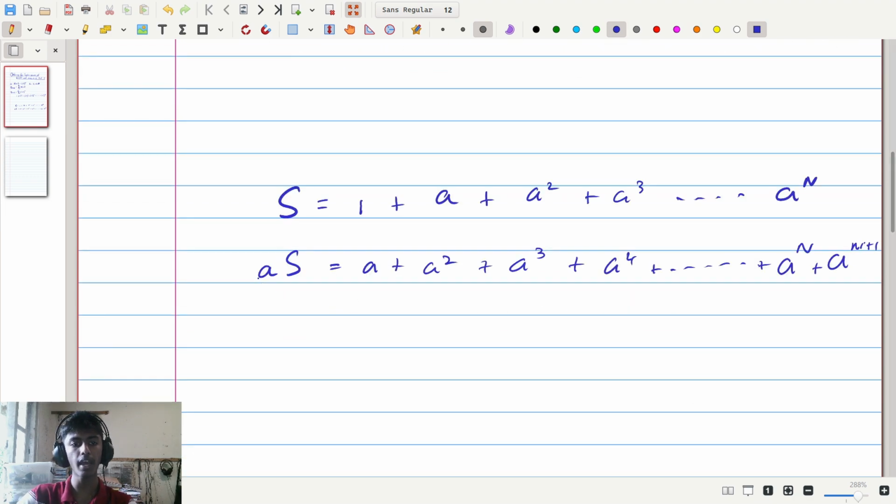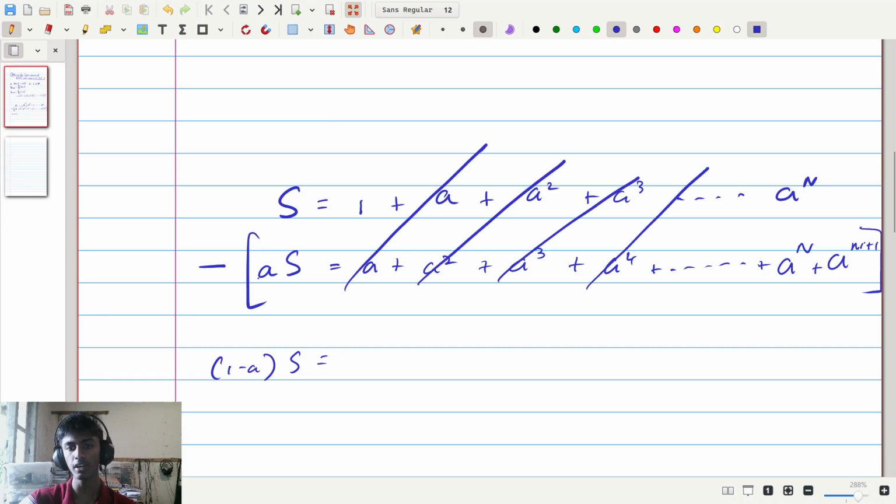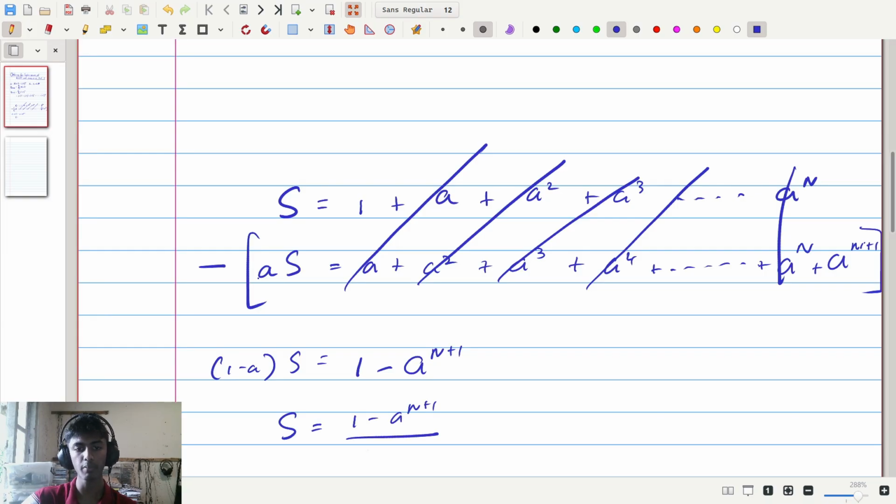Now we consider subtracting the second equation entirely from the first equation. What we have here is s minus a times s, as in 1 minus a times s, and on the right side this term cancels to this term, so these two cancel, these two cancel, these two cancel, and this occurs all the way down until these terms cancel, like the a to the power of n and a to the power of n cancel, and on top we are left with just a 1, and on the bottom we are left with a to the power of n plus 1. So here we have 1 minus a to the power of n plus 1. This means that the series sum s is equal to 1 minus a to the power of n plus 1 divided by 1 minus a.